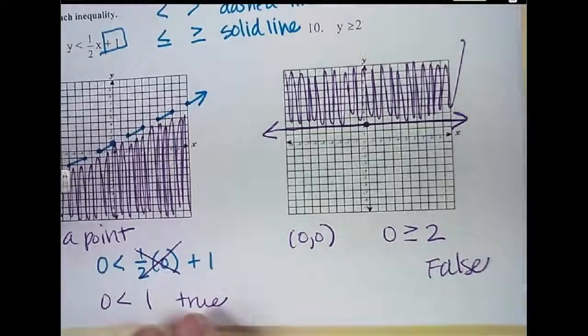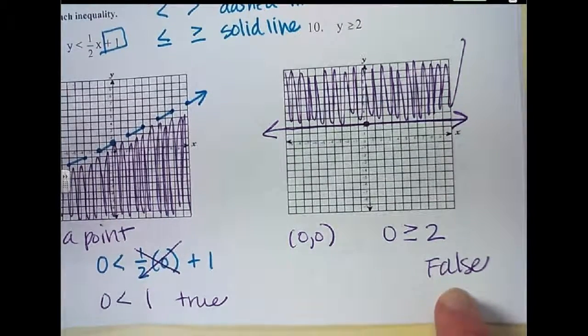So sometimes you'll get true, that means you shade where 0, 0 is. If you get false, you shade the other side. Only if the line is directly on 0, 0, I would pick something else. Okay, we'll stop there. We have like 2 minutes.